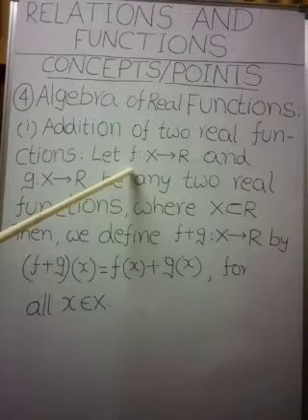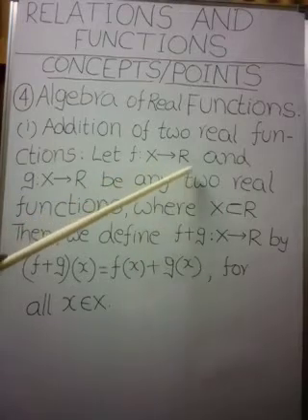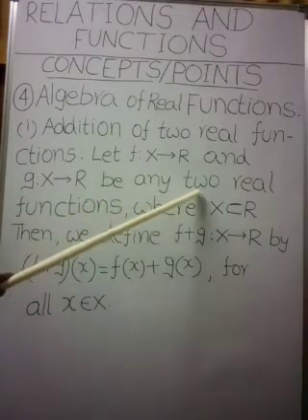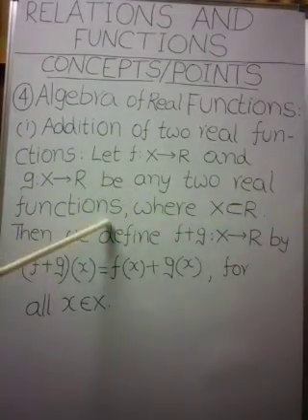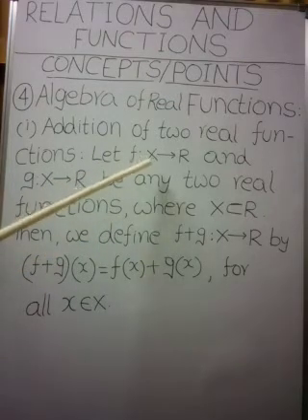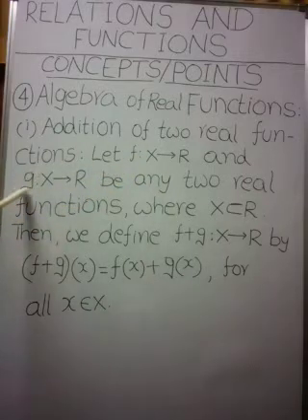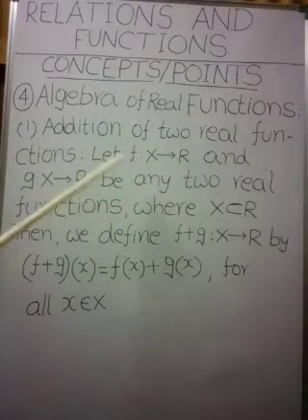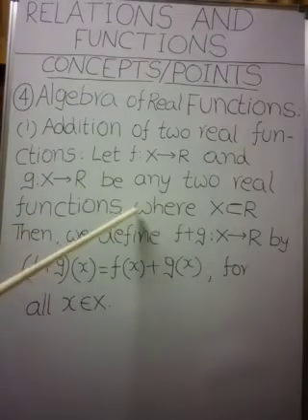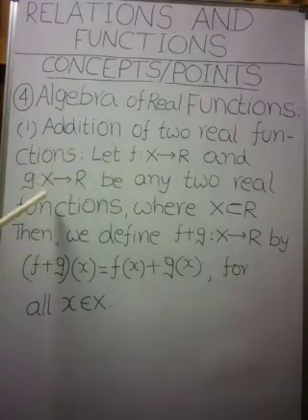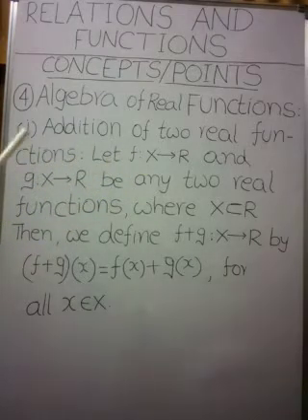Let f be a mapping from X to R and g be a mapping from X to R, any two real functions. If you observe, the domain of f and the domain of g are both the same, and the codomain is also the same, the set of real numbers, where X is a subset of real numbers.